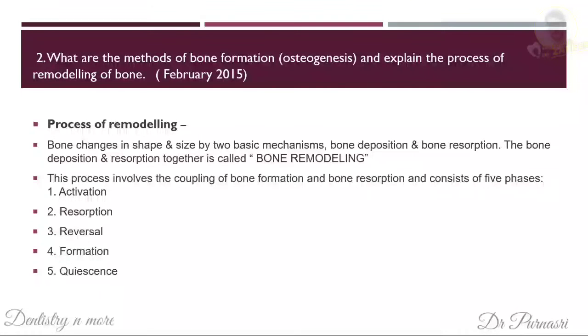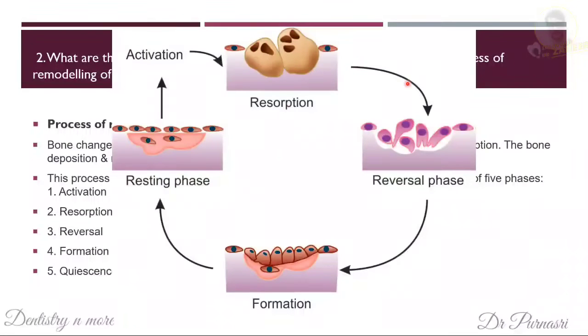Coming to the second part of the question, that is the process of remodeling. So bone changes in shape and size by two mechanisms, that is deposition and resorption. So this bone deposition and resorption together are called the bone remodeling. So you can explain this under 5 phases. There is activation, resorption, reversal, formation and quiescence or resting phase. You can add this diagram also by specifying these 5 phases.